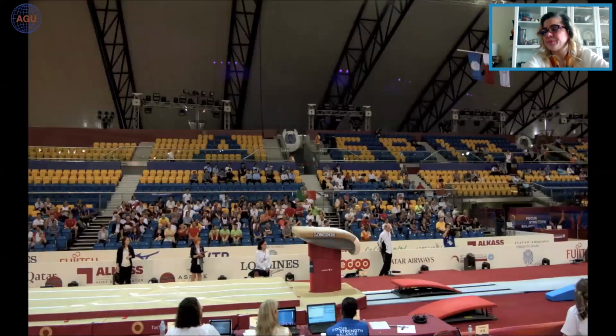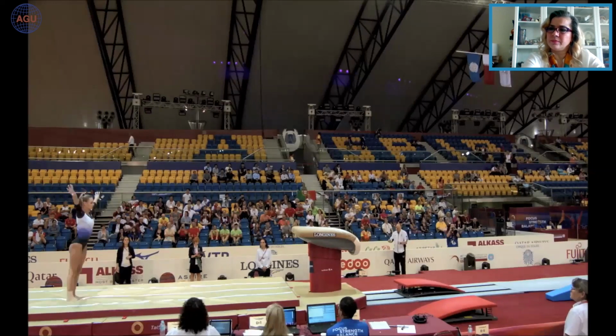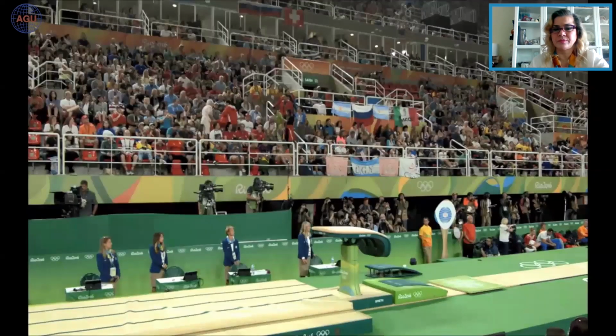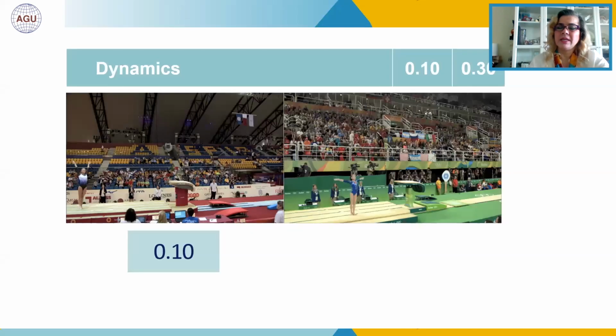First example. Okay. She receives 0.1 for the dynamics. And second example. So the more monotone, no bumping, no force explosion, the more lack of dynamics. And here the gymnast receives 0.3 as deduction for lack of dynamics.